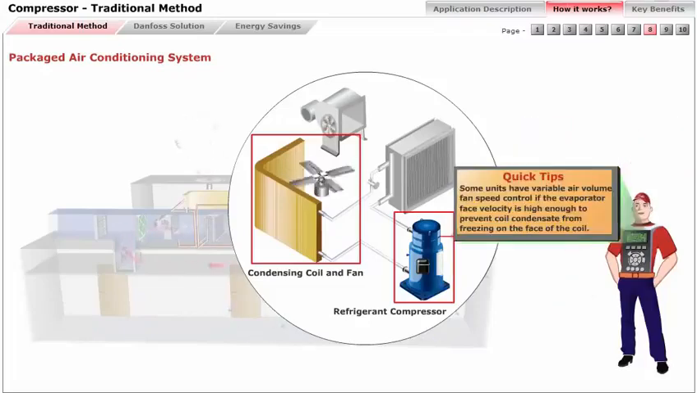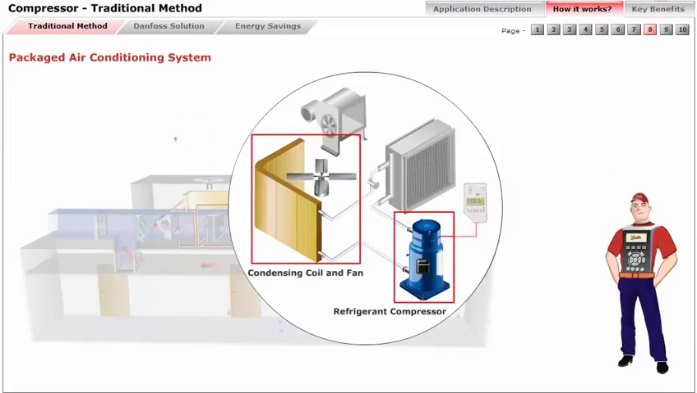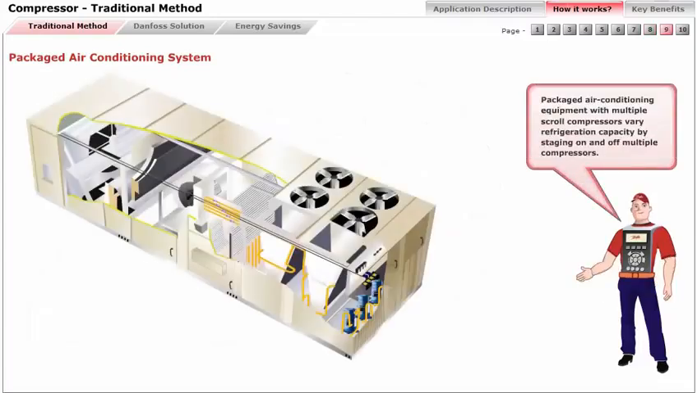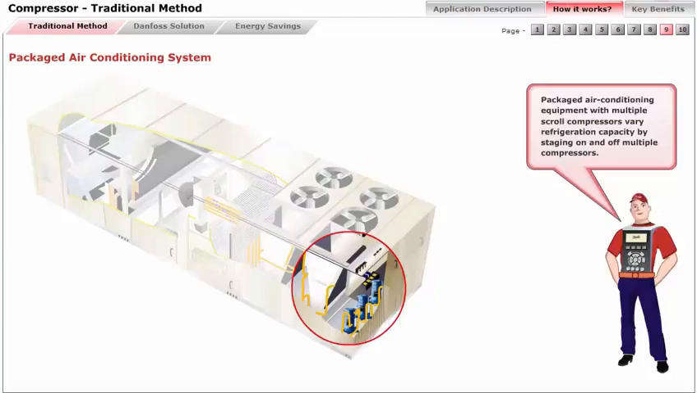Some units have variable air volume, fan speed control, if the evaporator face velocity is high enough to prevent coil condensate from freezing on the face of the coil. Packaged air conditioning equipment with multiple scroll compressors varies refrigeration capacity by staging on and off multiple compressors.